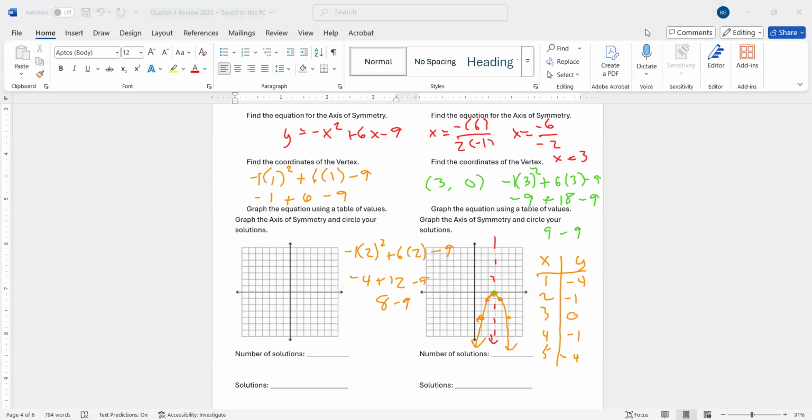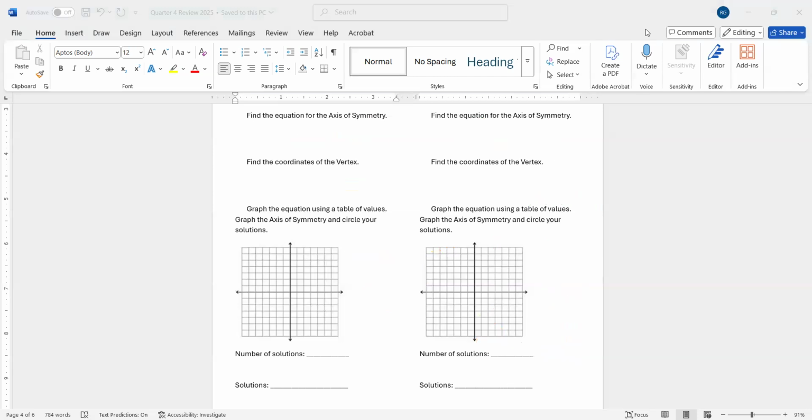Solution time. It crosses the x-axis only once this time. So it's one solution, and that one solution is x equals 3. Okay, so that's graphing, and that concludes this video.